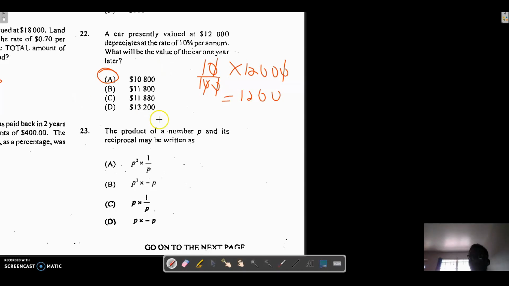23. The product of a number P and its reciprocal may be written as. So you have P. The reciprocal of any number is 1 over the number. So it's 1 over P. So it's P times 1 over P. That would be C as in cat.